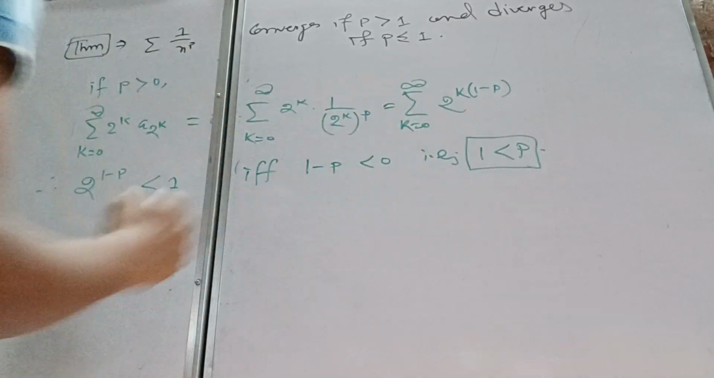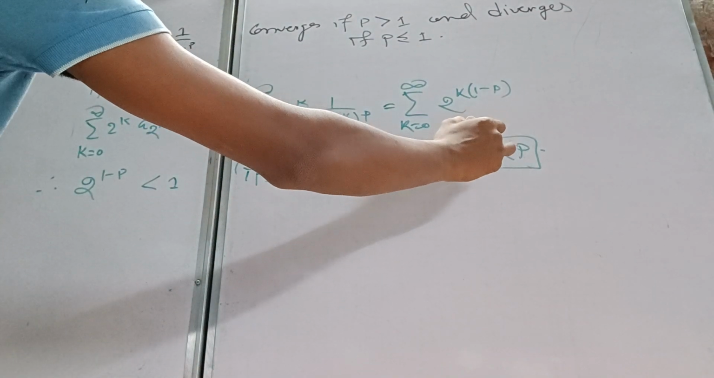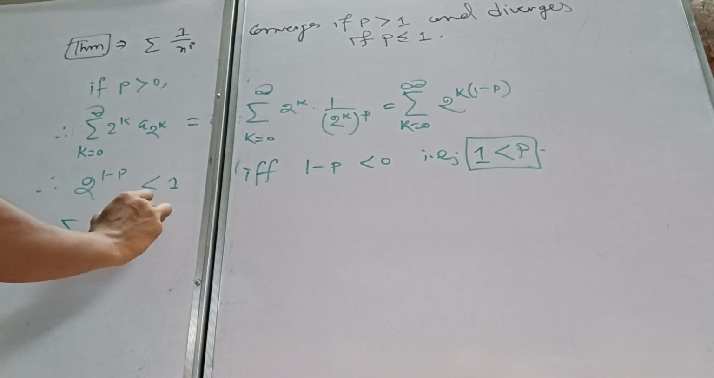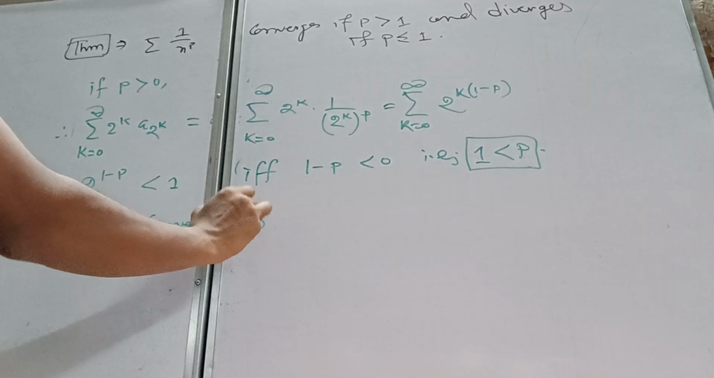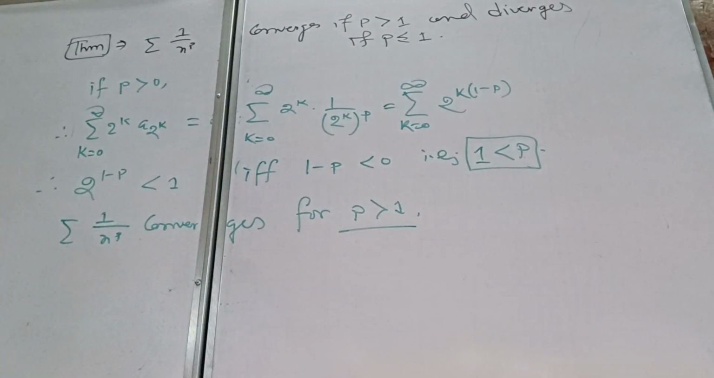That means this series converges for 1 less than p, or p greater than 1. So we use this series, summation 1 by n^p, which converges for p greater than 1. Now we also write that if p is less than or equal to 1, then this one is divergent.